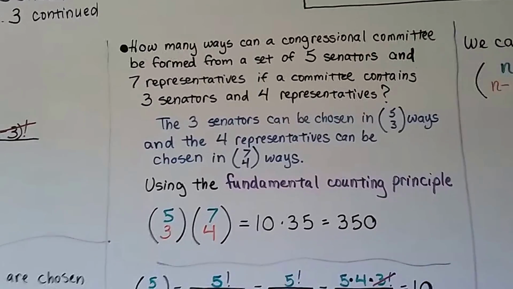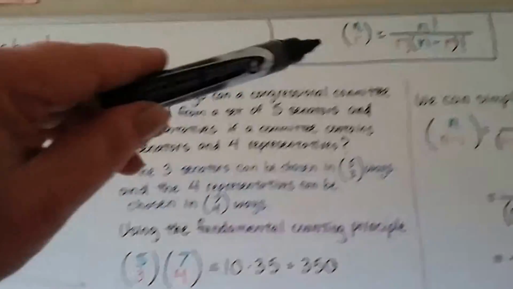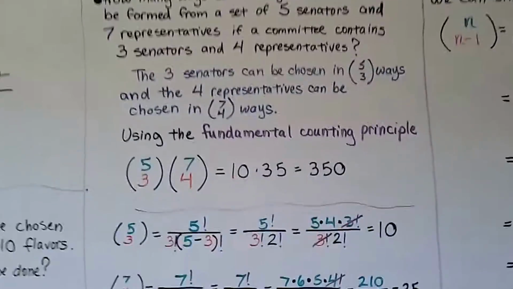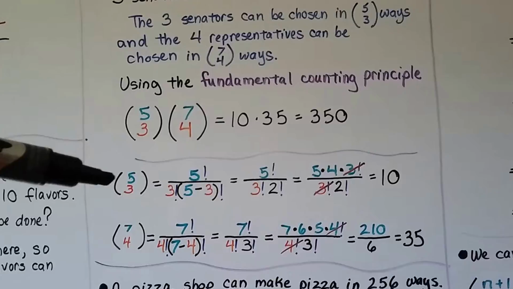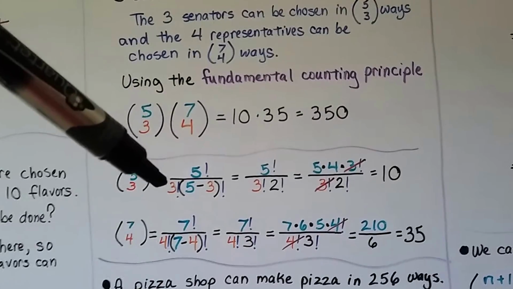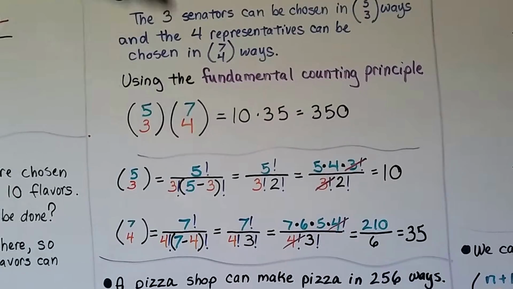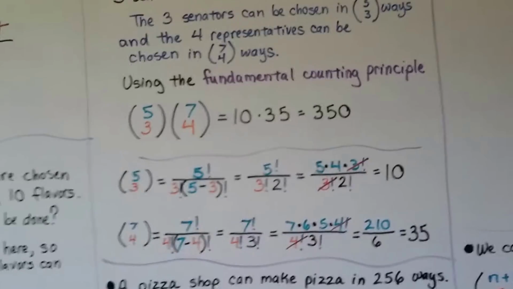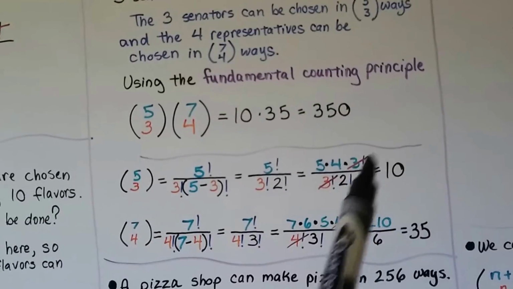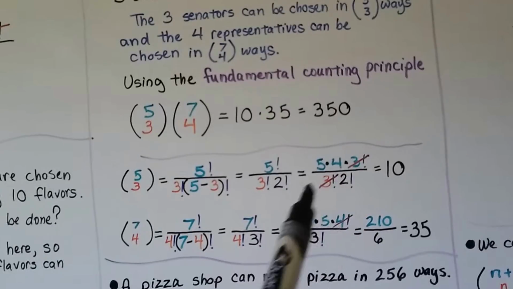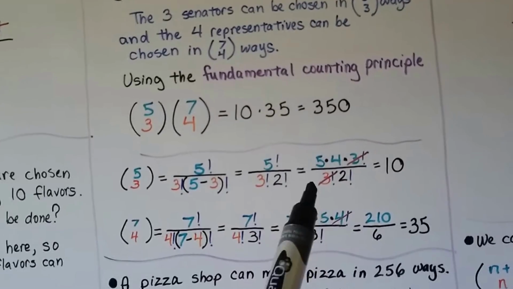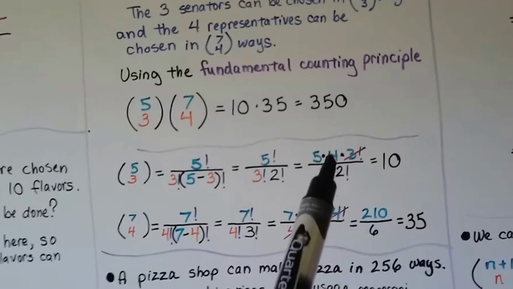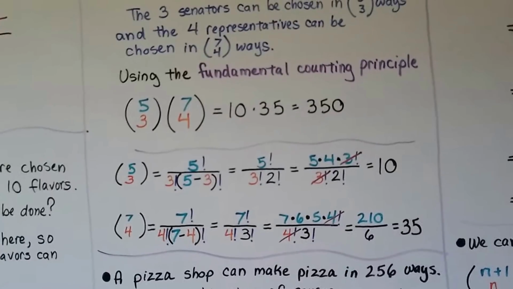How did I get the 10 times 35? I plugged them into our trusty little formula here. And for the 5 choose 3, we had 5 factorial divided by 3 factorial times 5 minus 3 factorial. That gave us a 2 factorial here, didn't it? We wrote the 5 factorial with a factor of 3 factorial. See that? That gave us a 20 divided by 2, which is a 10.